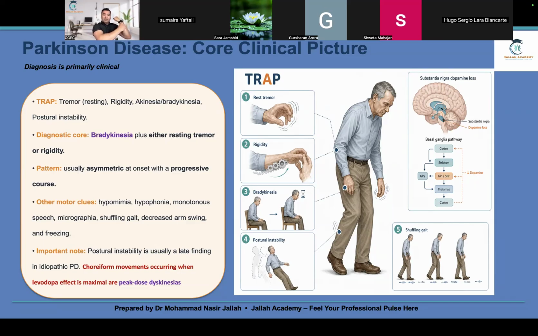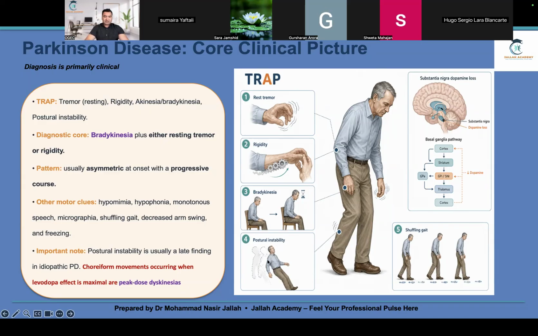So it could be flexion of the joint, and it could be extension of the joint. In both ways, if you open the hand, it will have this rigidity, level by level. That's why it's called cogwheel rigidity. And bradykinesia. Bradykinesia is the slowness of movement and of all functionality of the patient. And postural instability.